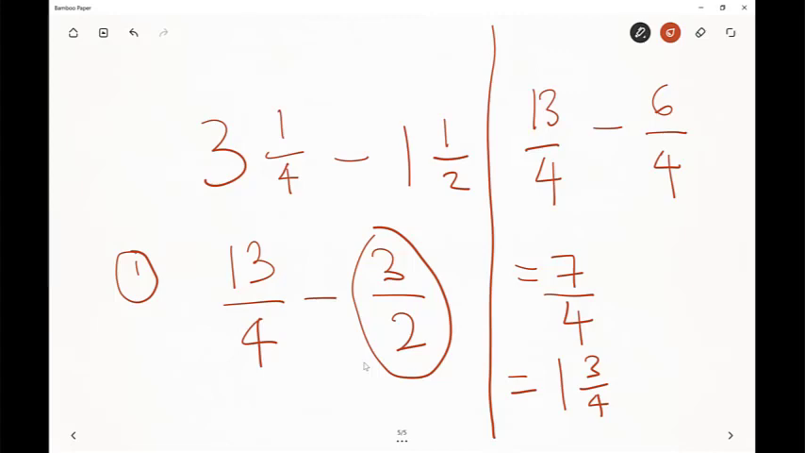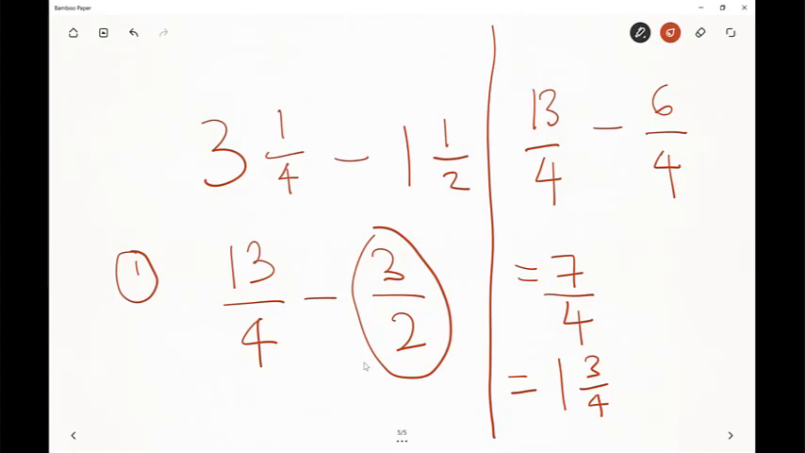Now, if you look at your screen, there's quite a lot of steps that I've taken there, right? I've converted mixed numbers to improper fractions. Then I've found an equivalent fraction for 3/2, which is 6/4. And then I've subtracted, and then finally I've made an improper fraction back into a mixed number. So a lot of skills there, right?